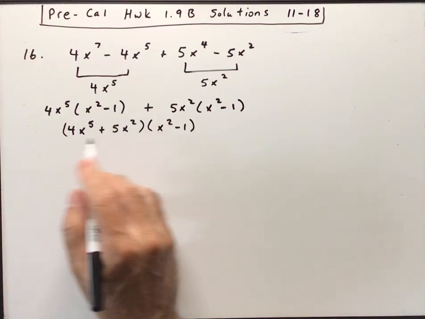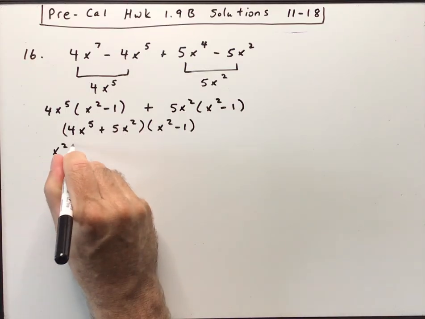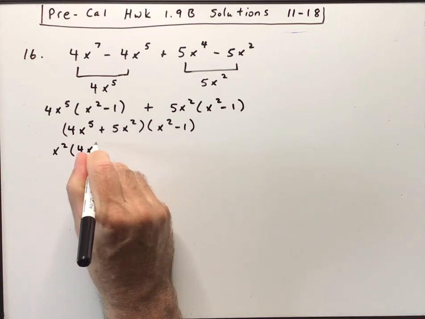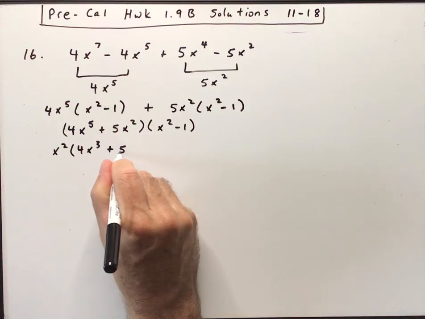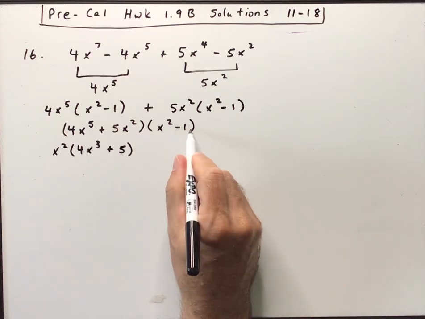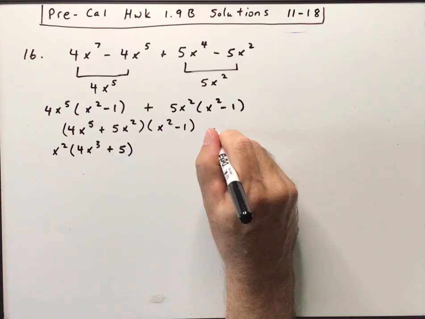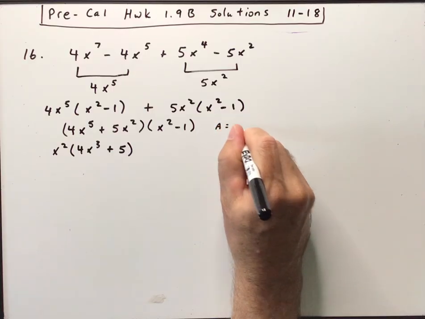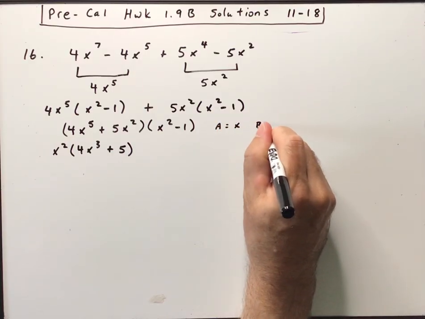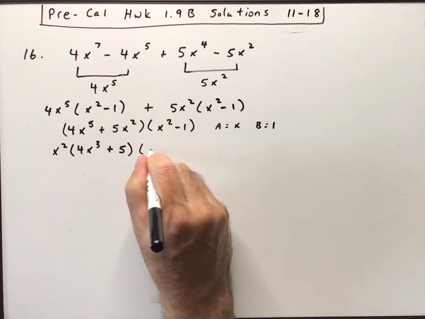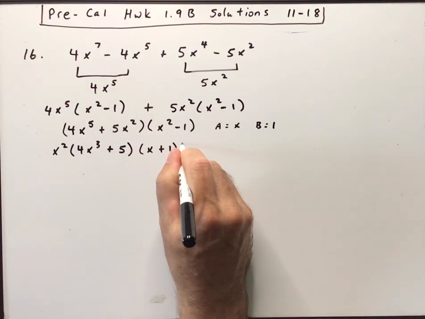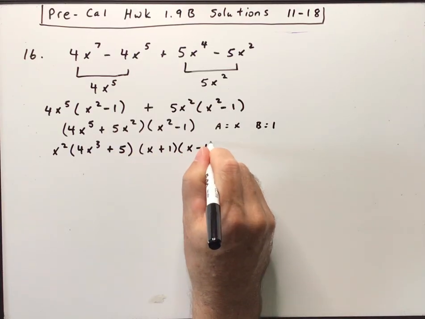Okay, we could factor out an x squared here, so that would leave 4x cubed plus 5. And then x squared minus 1 is the difference of two perfect squares, where a is x and b is 1. So we'd have x plus 1 times x minus 1.